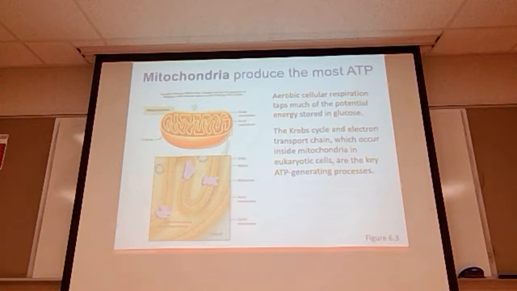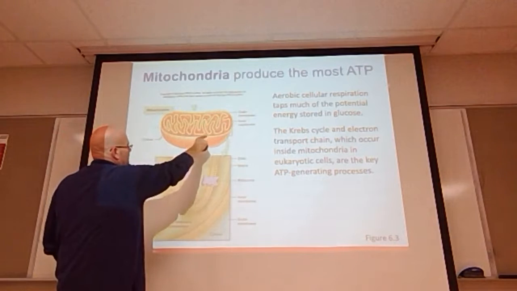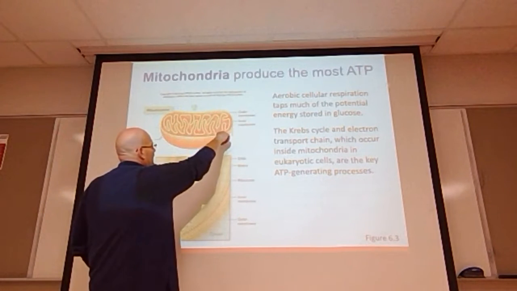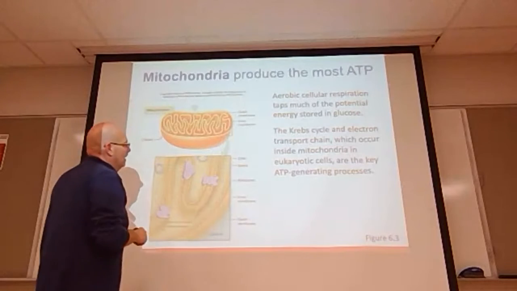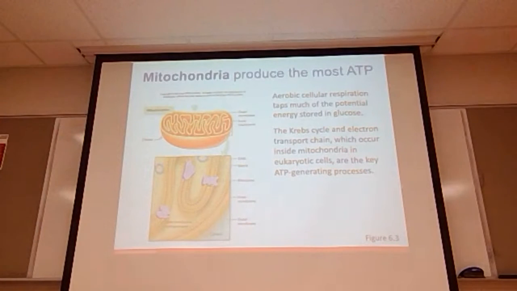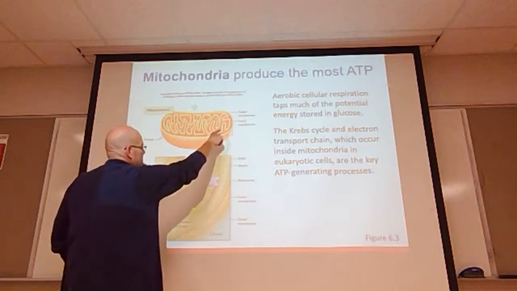Within the mitochondria, where do certain things take place? Well, if you look at the cross-section of the mitochondria and you see the fluid here and here, that is something called the stroma, and that is where the aerobic cellular respiration is going to take place. The Krebs cycle and the electron transport chain happen inside the mitochondria.